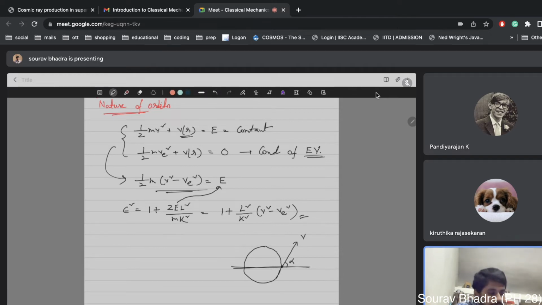It is not escape velocity. Okay, so we will calculate how v is related to the escape velocity and other things. For this particle, let us call the origin O, and this distance is r0. With respect to O, the angular momentum L will be r0 cross p.